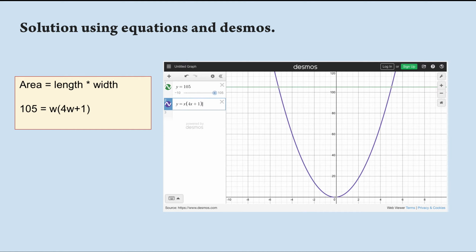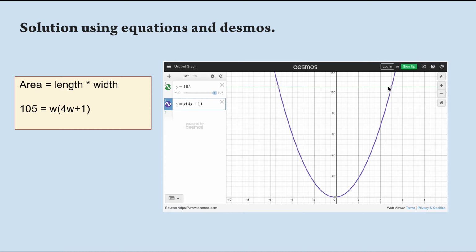Okay, so I have two graphs. One for the left side of the equation and one for the right. And I want the places where the two graphs coincide. And you'll notice that there are two of them. One of them is over here with a negative X coordinate or a negative W coordinate in our case, and I don't want that. We don't want negative widths. So I'm just going to stick over here in this first quadrant with the positive coordinates.